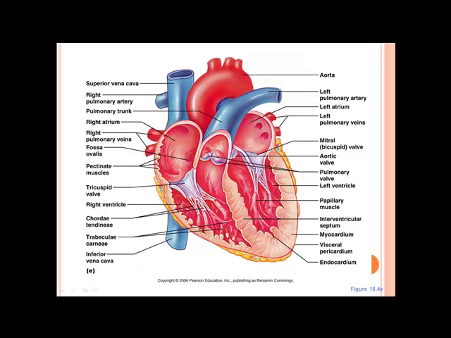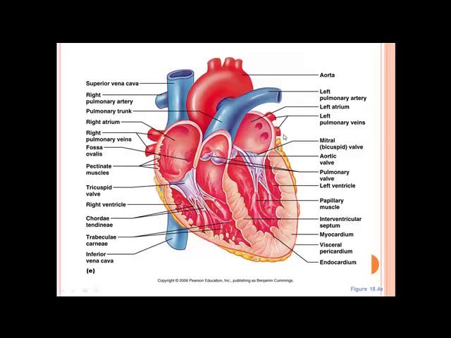Next, we get our pulmonary semilunar valve. This will also be a tricuspid valve. It will have 3 leaflets to it. Pulmonary trunk, right and left pulmonary arteries, aortic ascending, aortic arch, descending aorta. I want you to know all the blood vessels on this picture.